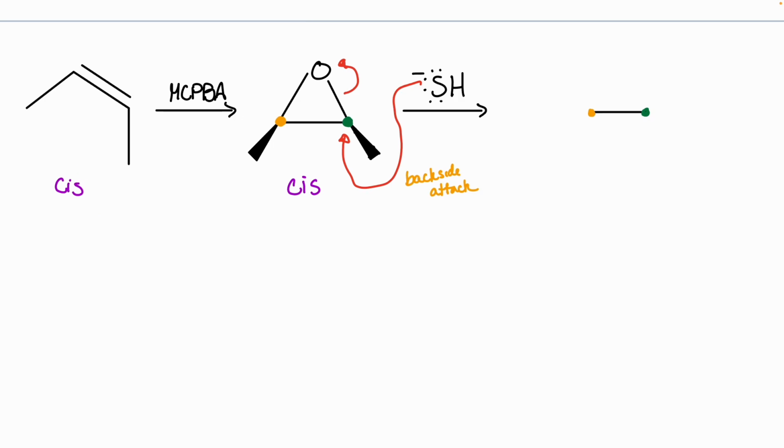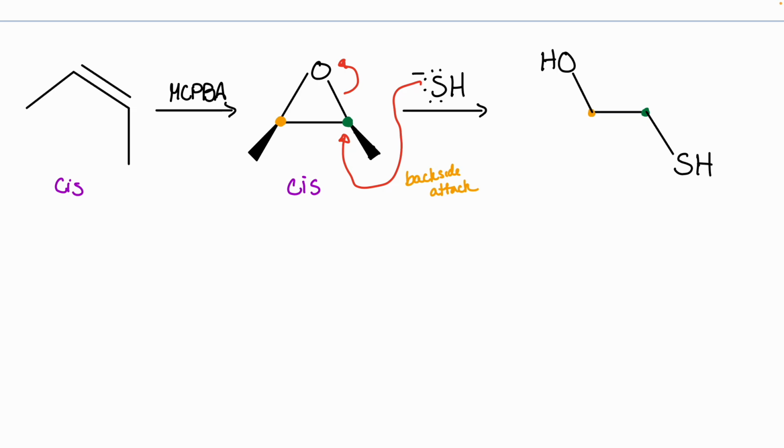Well, what's going to be on the orange carbon according to my mechanism? What functional group at the end? The oxygen, right? So on that orange carbon, I'm going to draw my oxygen, and I'm going to draw my nucleophile, my sulfur, on the opposite side, to show that there was that specific backside attack. So my oxygen from my epoxide is on top, my sulfur is on the bottom here. We can finish out those functional groups. It's going to be an OH group and an SH group.